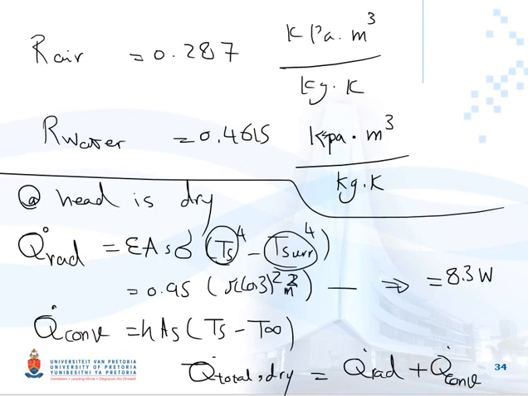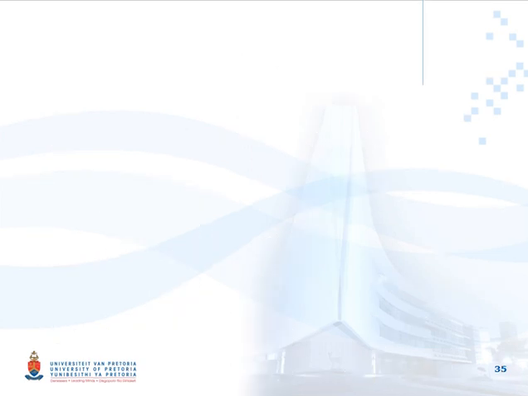Okay, so it looks simple. The radiation we calculated. For convection we have AS, we have TS, we have T infinity. The only thing that we don't have is H, which, as I told you, is the most important thing and very difficult to find.